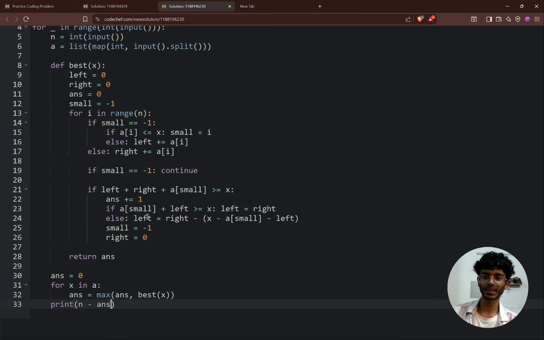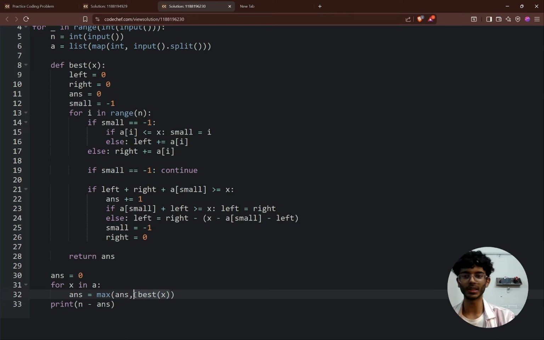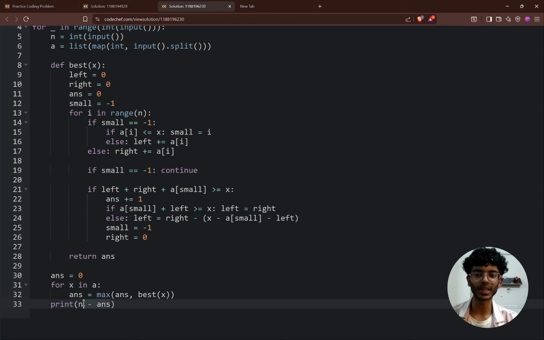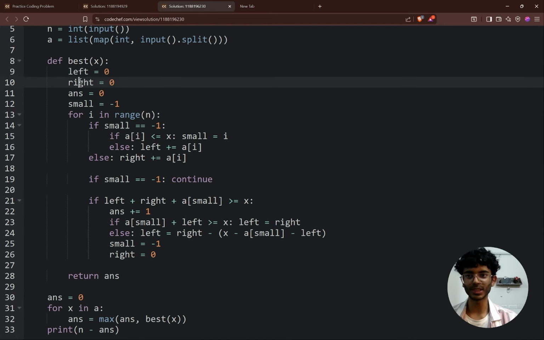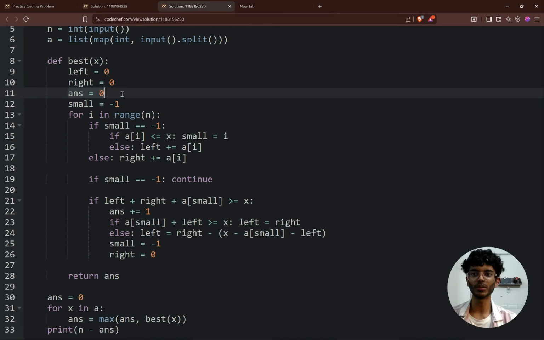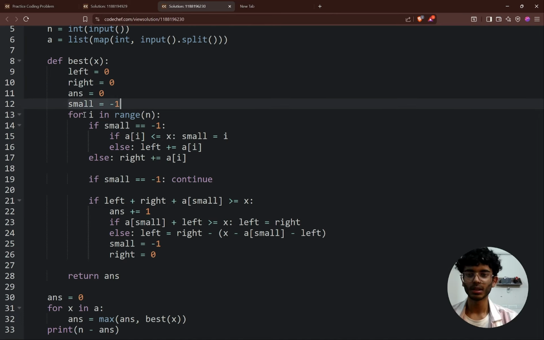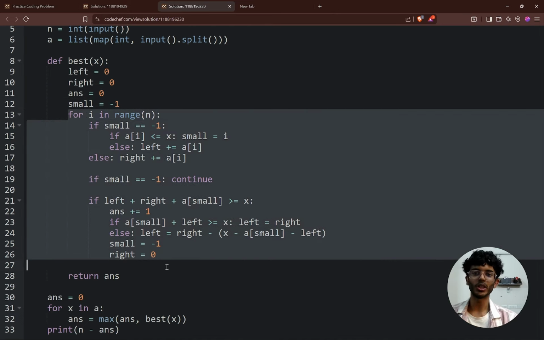Okay, just a correction. I think this best of x is returning us the maximum number of glasses we'll be left with instead of returning the minimum number of glasses we need to remove. So it will return us the maximum number of glasses we can still have in the end, and that is why we are printing n minus answer. And yeah, so left is initialized as 0, right is initialized as 0, answer is 0, and small is minus 1. Now we're running a loop from 0 to n.